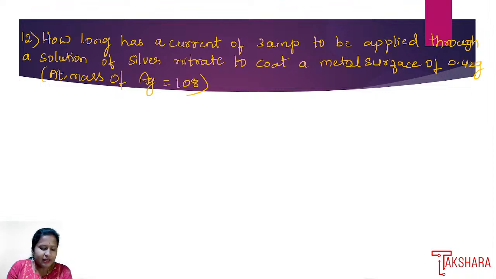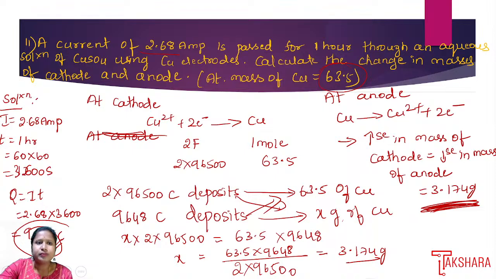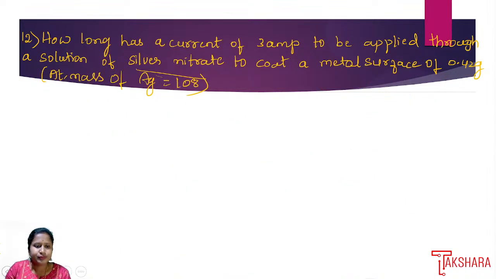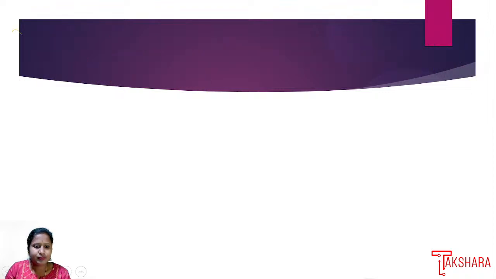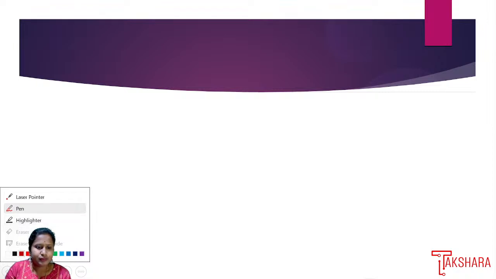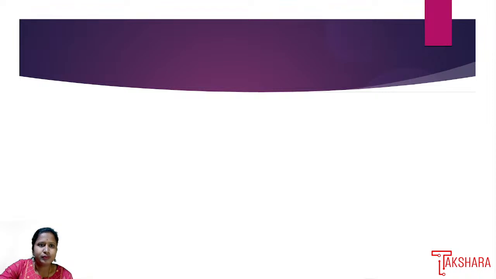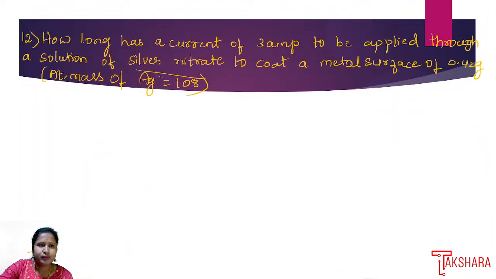Okay, so here let us see what kind of reactions happen at the anode and at the cathode. Since silver nitrate solution is taken, here the reaction which takes place, How long has a current of 3 ampere to be applied through a solution of silver nitrate to coat a metal surface of 0.42 gram. Atomic mass of silver is 108.